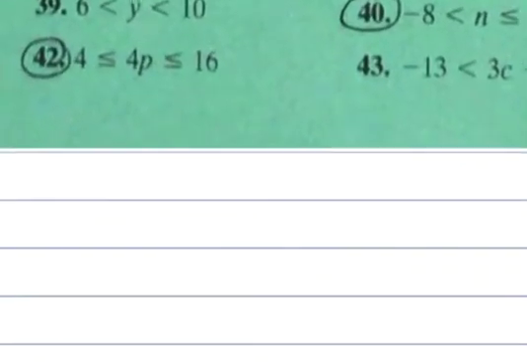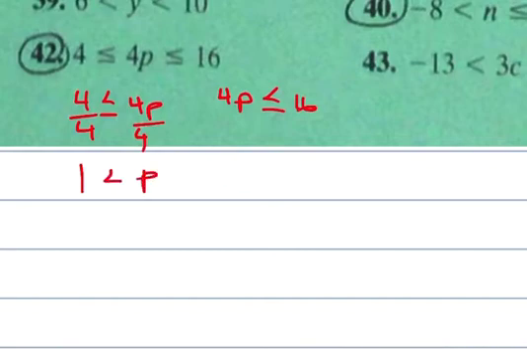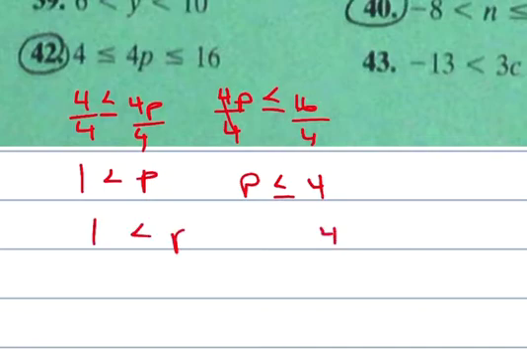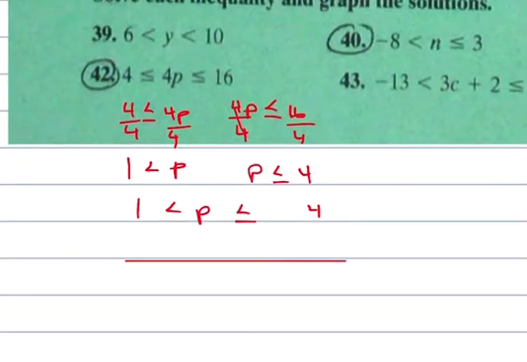Okay. Split it in 2. And then divide by 4. So 1 and 4. This is an and statement. At 1 and 4, 4 is closed, 1 is open, coming together. Okay?